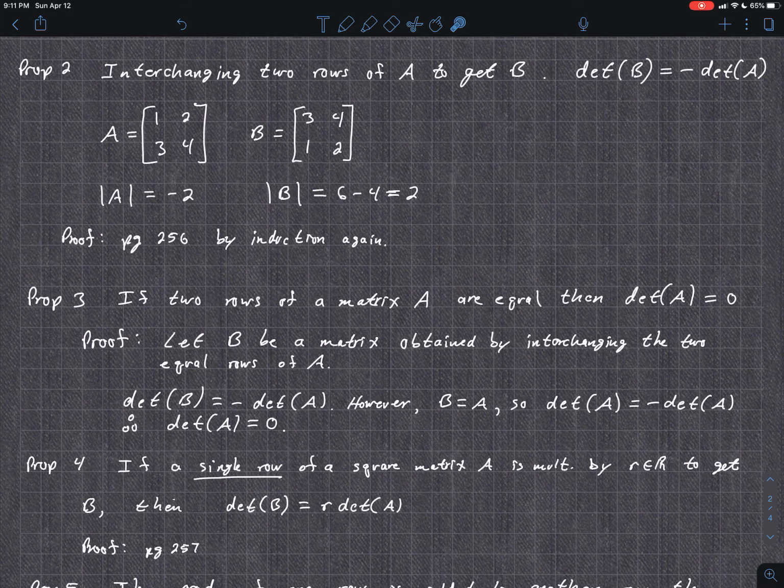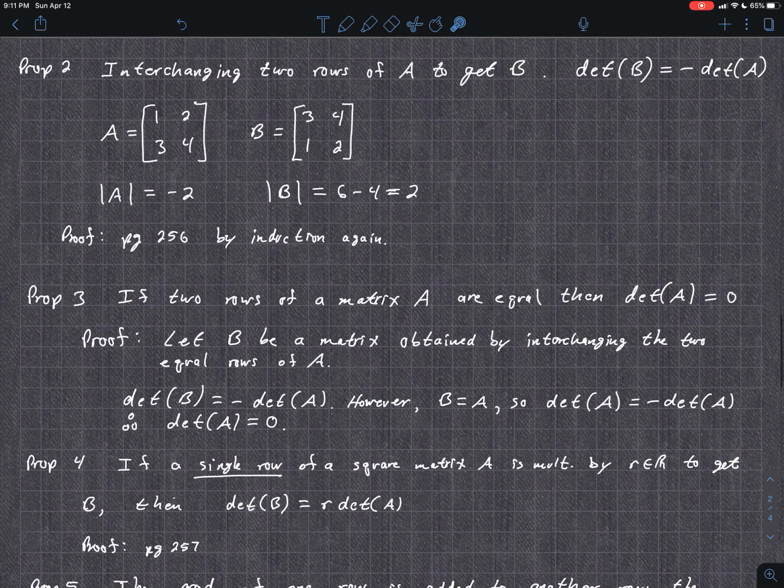properties, what they're saying. So these are all the elementary row operations for matrices: interchanging 2 rows, multiplying by a scalar, multiplying by a scalar and adding it to a row, that kind of concept.